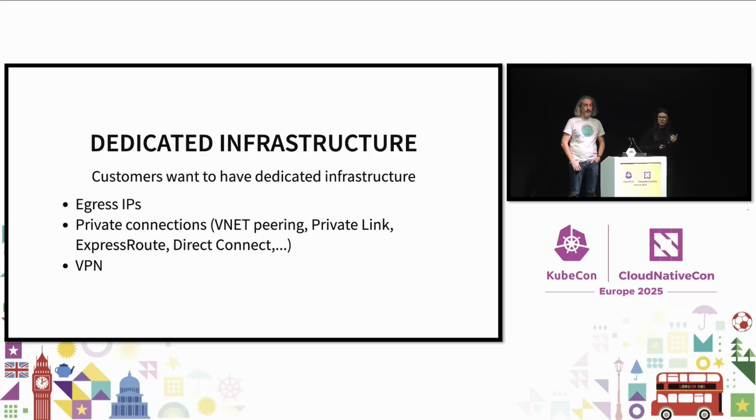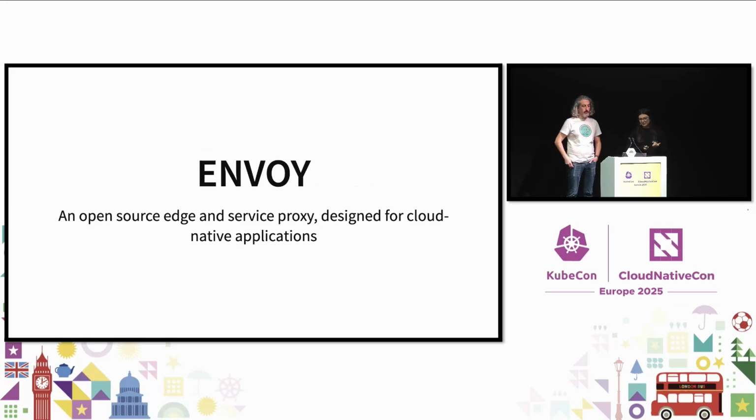But why did we need Envoy? Our customers wanted something very specific, and one of those things was dedicated egress IPs. That means when their traffic leaves our clusters, they wanted a unique, unshared IP address because it was more secure for them. They also wanted private connections to their data centers or other cloud services like VNet peering, private links, ExpressRoute, Direct Connect, and VPNs. So we asked ourselves, how can we do that most effectively? And that's when Envoy came in.